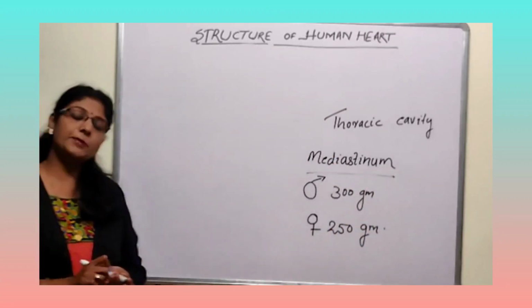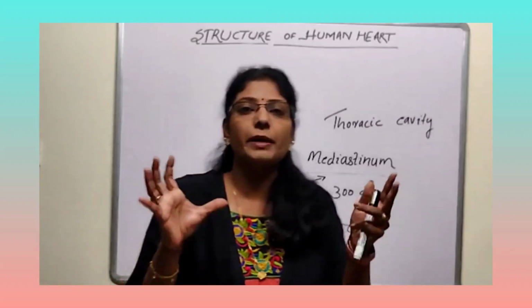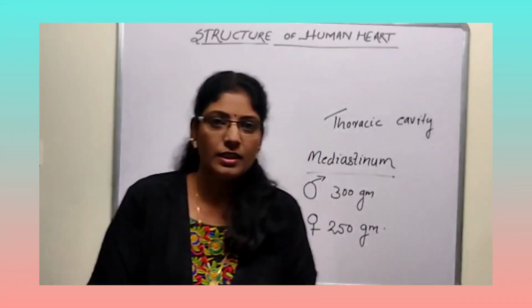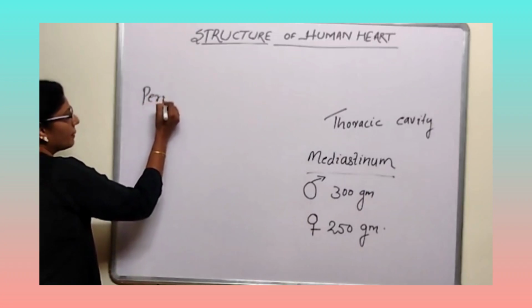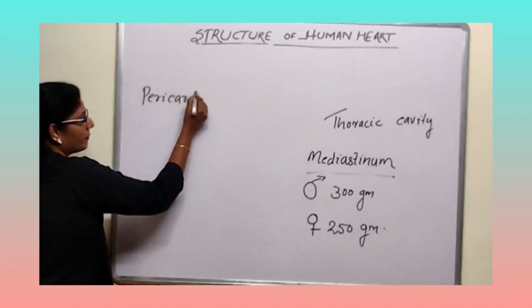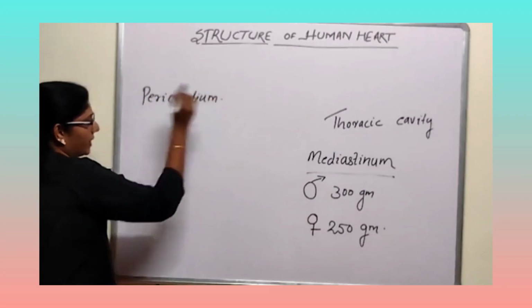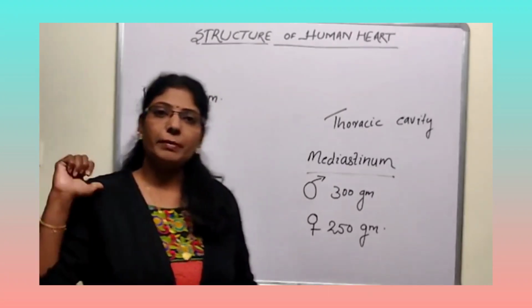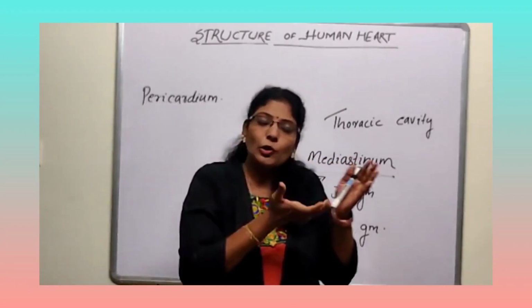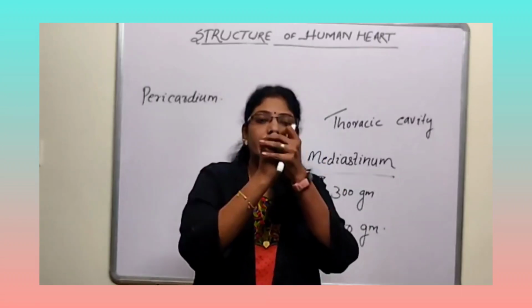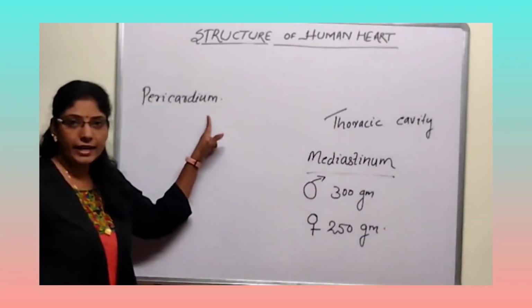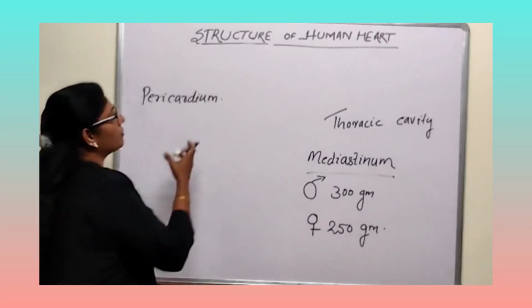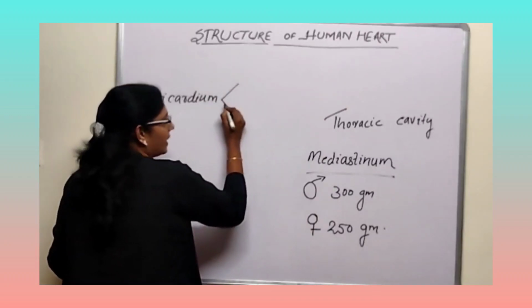Now the heart is protected by a protective covering that encloses it. That covering is called the pericardium. What is meant by pericardium? The heart is enclosed and covered by a protective cover, and that cover is called the pericardium. The pericardium consists of two layers.